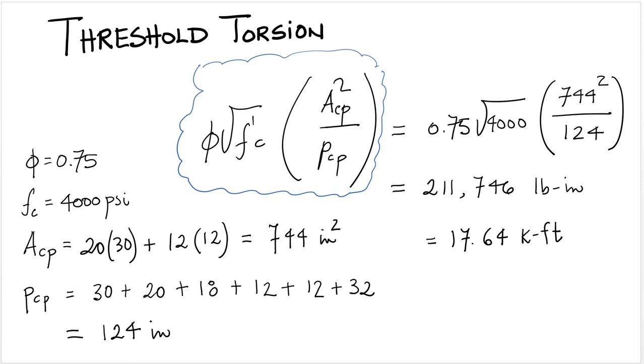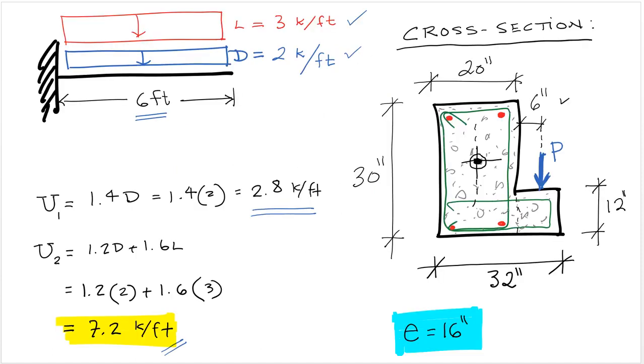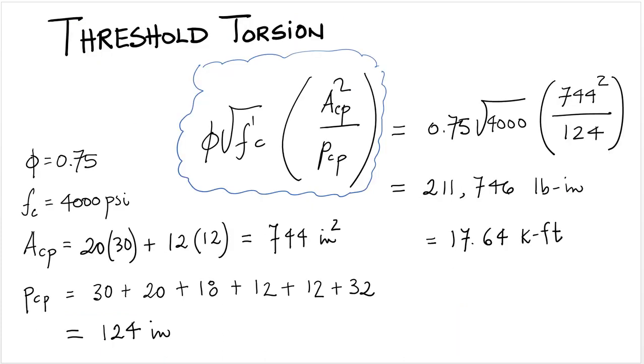Pcp is the perimeter, and that can be obtained by simply adding all the sides. So that would be 30 plus 20 plus 18 plus 12 plus 12 plus 32. That's what we have right here. And we obtain 124 inches.